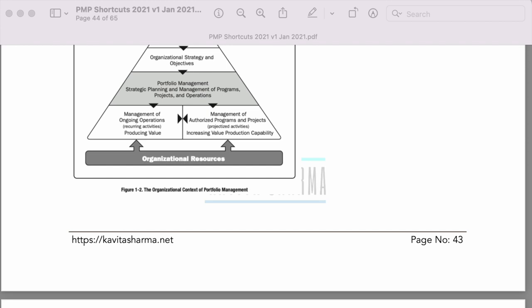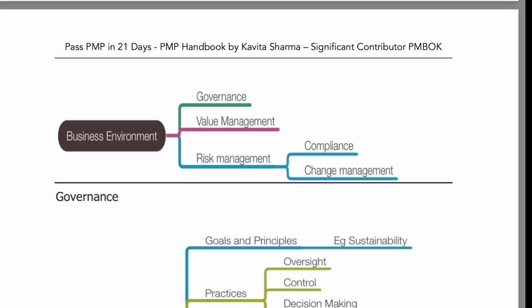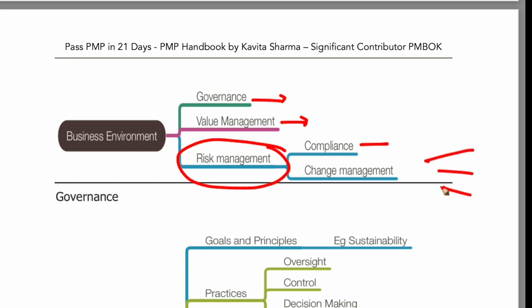Three things which are very important for you to understand. So how does senior management govern the portfolio? Governance, value management, how the projects are initiated or killed, and risk from the overall portfolio perspective. Risk also includes risk from not being compliant with the ongoing regulations, so compliance risk, and risk from the outside world. All those risks would need changes in the structure, processes, and so on.